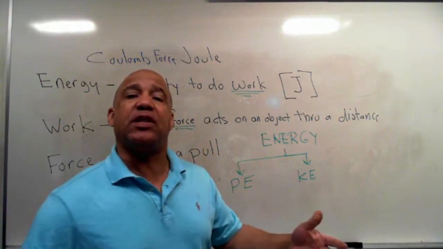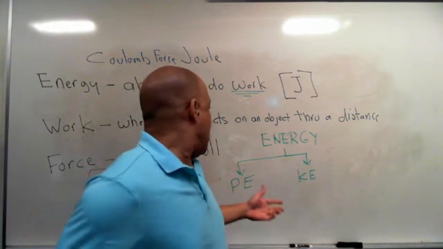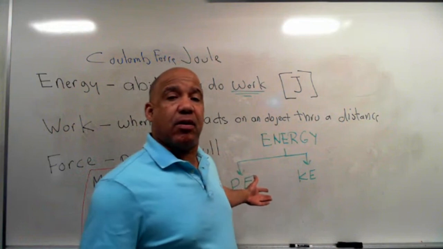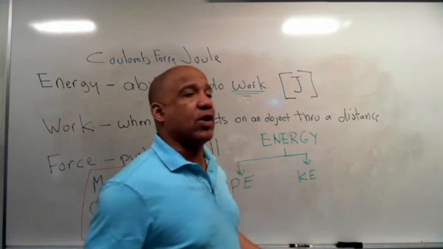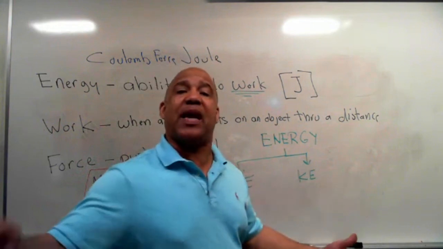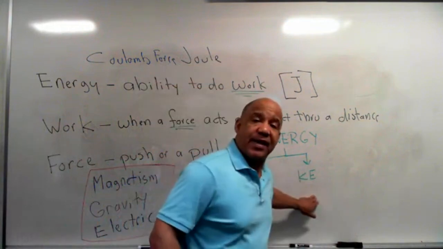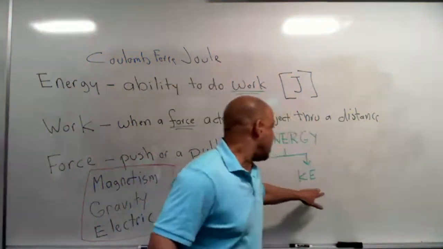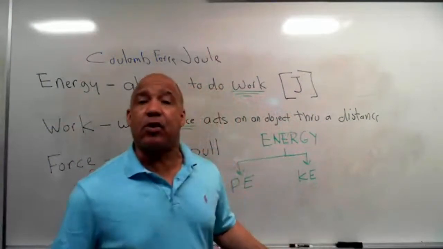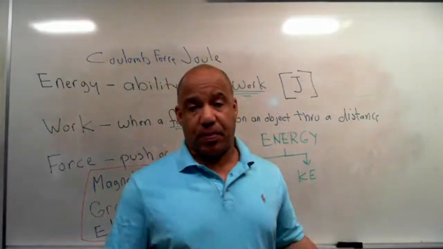And so the conservation of energy says that I can't create energy, I can't destroy it. All I can do is change it from one type to another. And what they mean by that is I can change potential to kinetic, or I can change kinetic to potential, but what I cannot do is make the energy disappear. That's impossible.